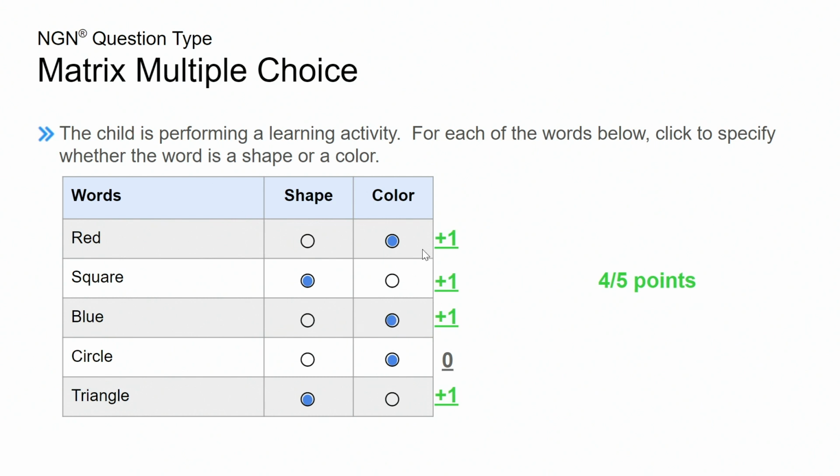But then here, with all the circles, we got mixed up. We hit the wrong one and we got 0 points for that one. But then we got another point for triangle. So all total, we got 4 points because we got 4 correct options out of the 5 possible. And then no points were removed. One of the exciting things about NGN is this partial credit scoring. So we can clearly tell the student still did well on this item, even though they missed one. There wasn't a need to get the whole item wrong.